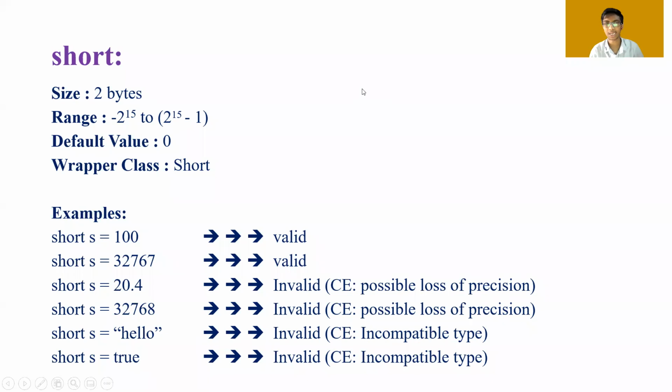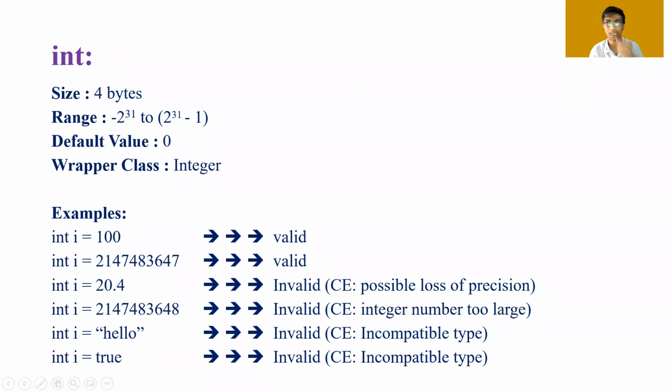And the next data type was the int data type. See, the int data type is going to take 4 bytes of memory, and this was the range. We know how to work out the range, right? As per the number of bits. The default value is 0, and the wrapper class for it is Integer. Okay, now see the examples. 100 is within the range, you can hold it, and this is the maximum value for the integer variable, yes, you can hold it.